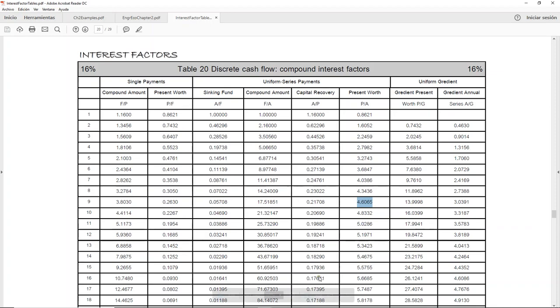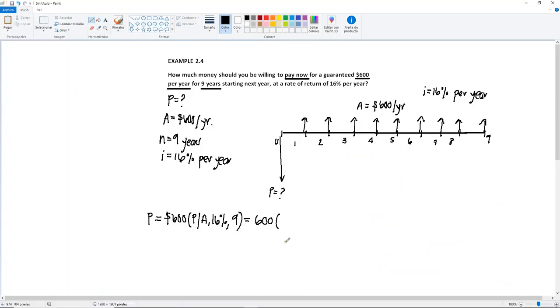Then we're going to look for 9 years, and the number where these two intersect is 4.6065. So this is the number that I'm going to plug in instead of my factor right here. So it's going to be 600 times 4.6065. If you multiply this, you will get 2,763.90. Okay, so this is the answer for the factor notation.